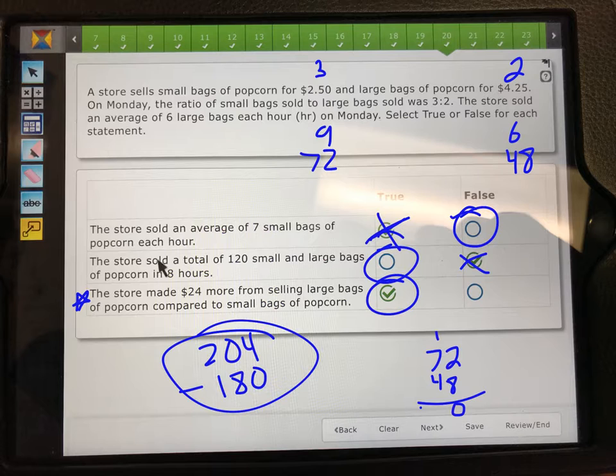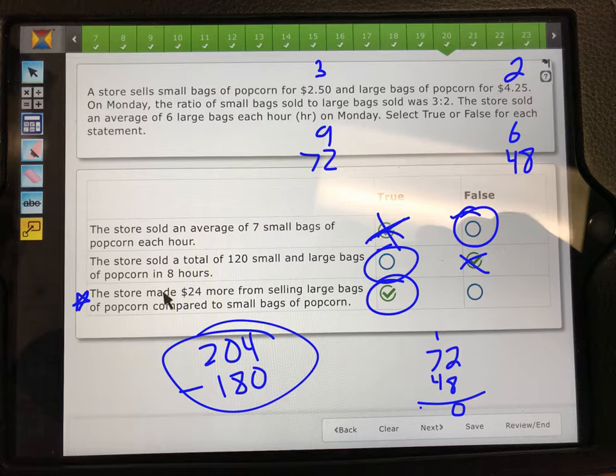Now this one said they sold a total of 120 small bags and large bags of popcorn in 8 hours. So if I had 8 hours, which would be my ratio, which would be 1 hour, right? 9 to 6 was 1 hour. Multiply each by 8 to keep the ratio. I get 72 and 48. If I add 72 and 48, I didn't even finish because I realized it was going to be 120. That makes this true. Now this is my argument.